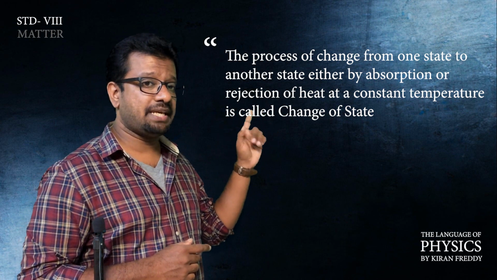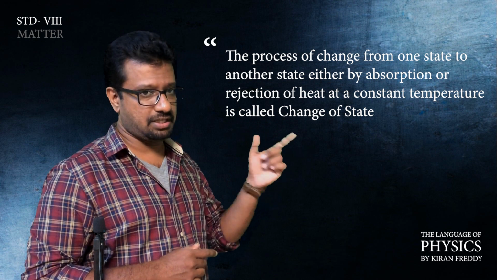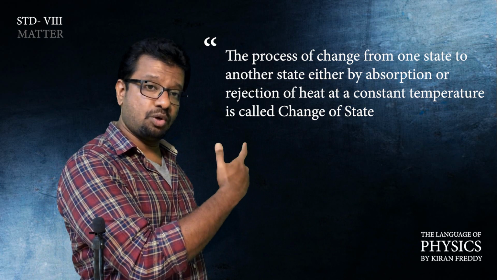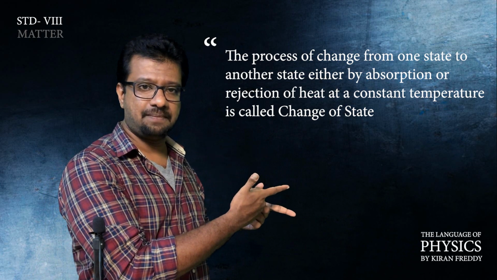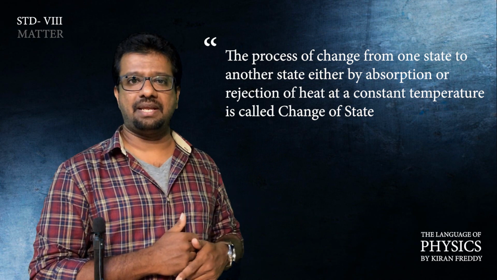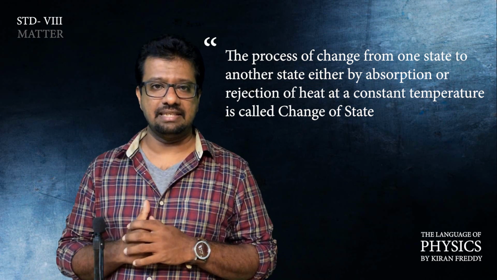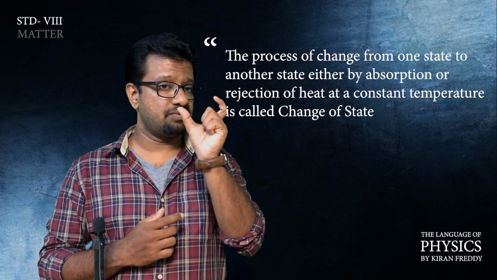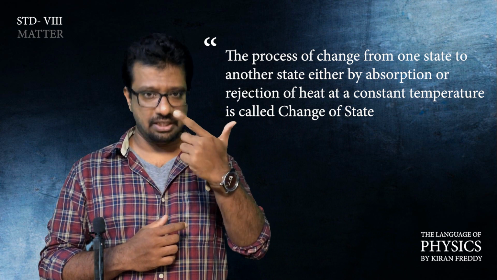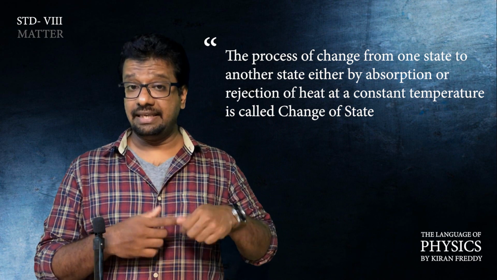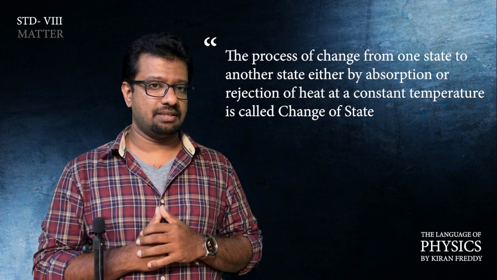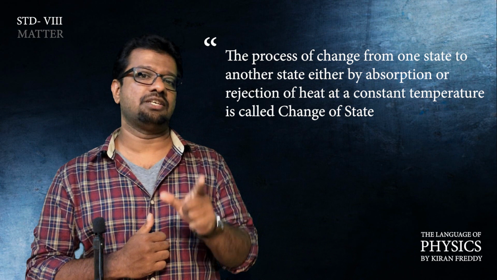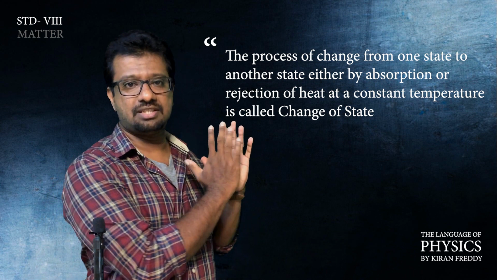The process of change from one state to another. That is the first thing. But the second thing, either by absorption or rejection of heat energy at constant temperature, is called what? Change of state. So here what you need to understand is that you should not change these words. The process of change from one state to another, that is the first thing. Second one, either by absorption or rejection of heat energy at a constant temperature. These are the words that you should not change at all. You need to stick to these words.